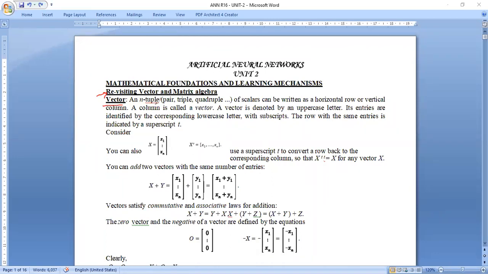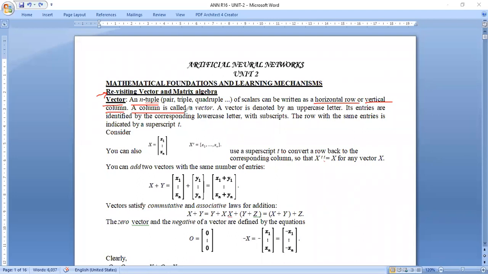A vector is an n-tuple of scalars, which can be written as a horizontal row or a vertical column. Okay, a number of tuples. The tuple may be a pair or triple or quadruple. You can write these in either horizontal row format or vertical column format. In simple words, a vector is also called a column.